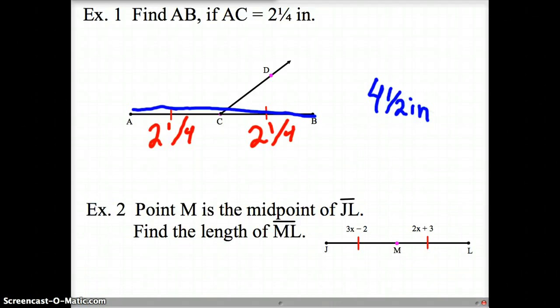Example 2. Point M is the midpoint of JL. Find the length of ML. So I'm going to give us a little bit more room here first.